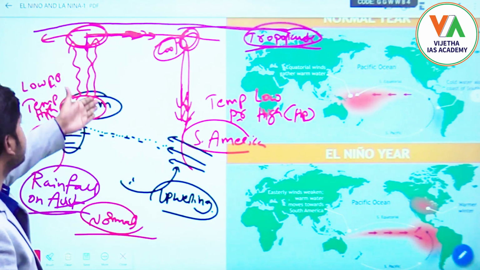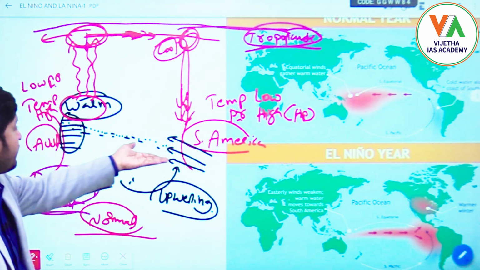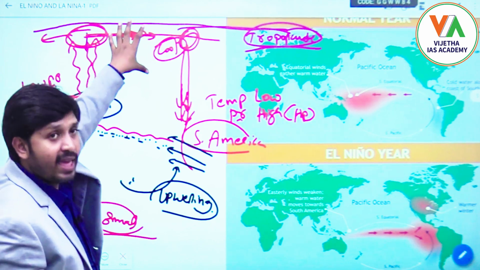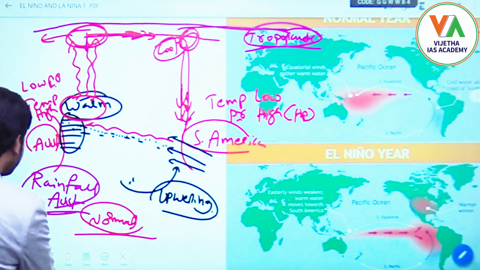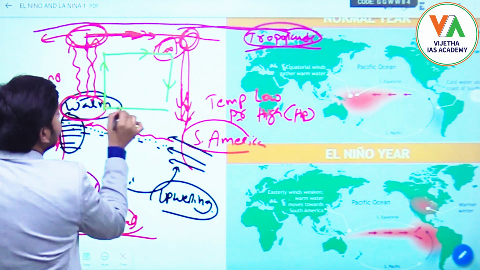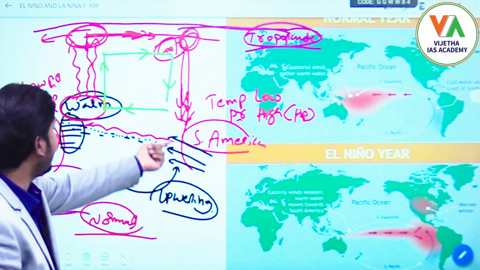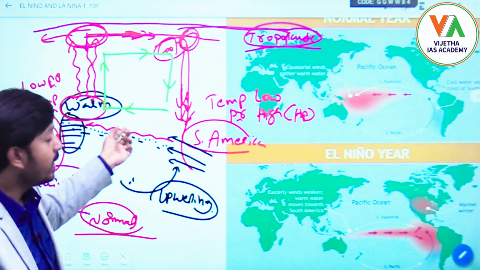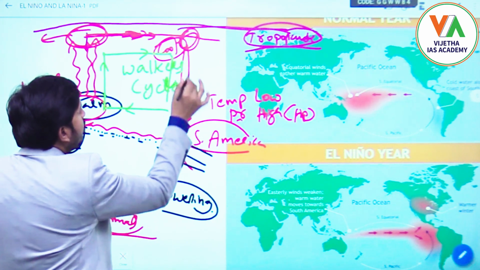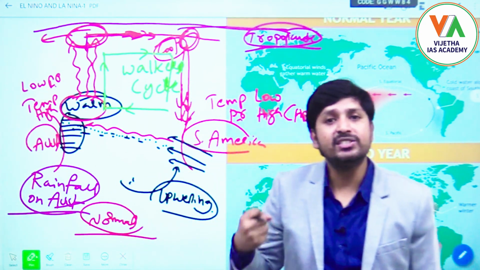So if you see in the atmosphere, some air is rising here and has taken a diversion here, and that air has been descending here. But on the surface of the water, the water has started moving in this direction. If you combine the air direction and water direction, a cycle is formed here. These three are with respect to atmospheric phenomena, and this is on the surface of the water. If you combine these two, there will be a cycle. This cycle is called the Walker cycle.